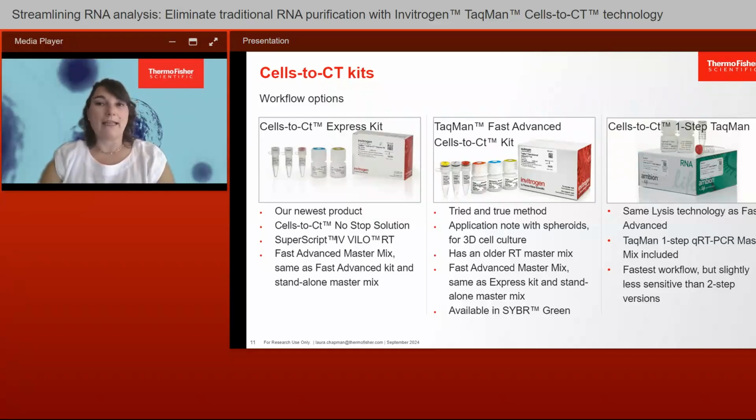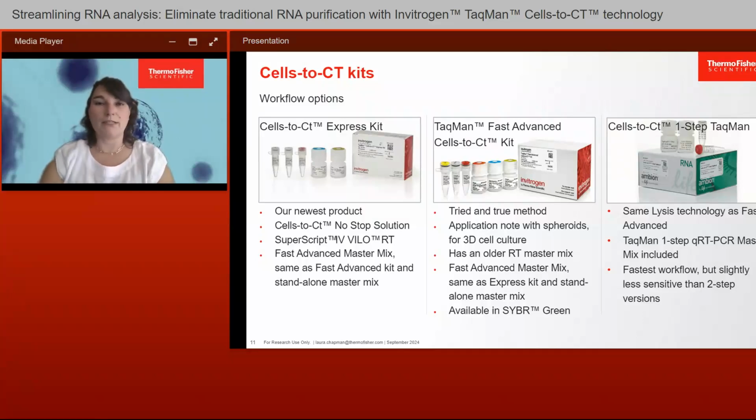The other kit I'd like to highlight is the TaqMan Fast Advanced Cells-to-Ct kit. This one has been around for several years, but it's a tried and true method. And one thing that we do know is that it works for spheroids. We have not had the opportunity to test the Express kit with spheroids, but we do know that the Fast Advanced kit does work with spheroids, so you could potentially use it for your 3D cultures.